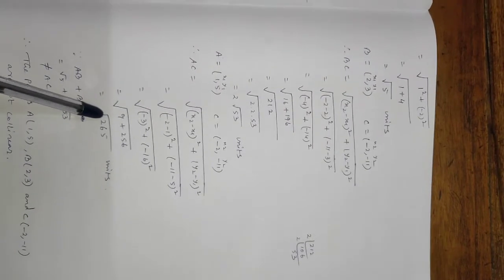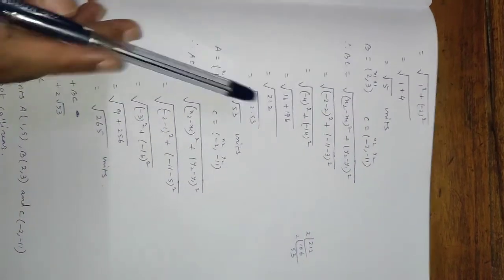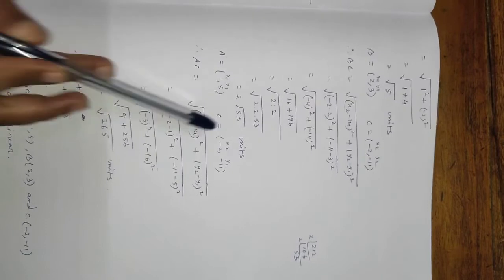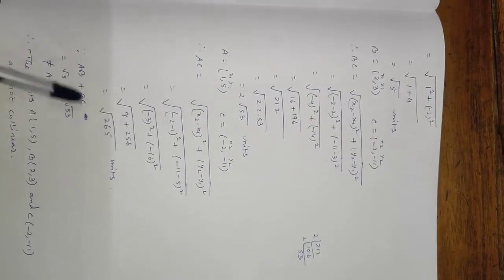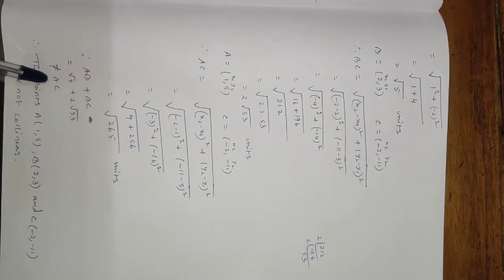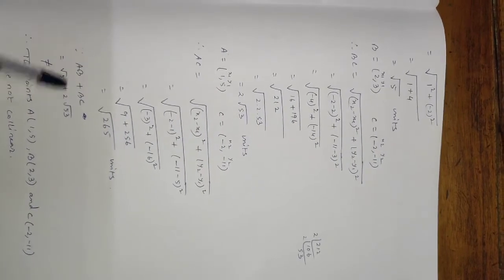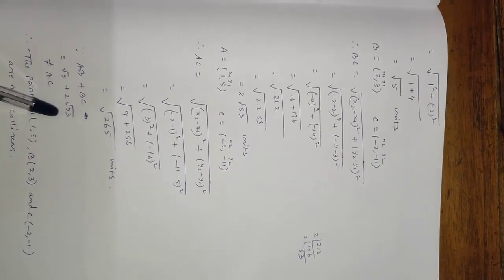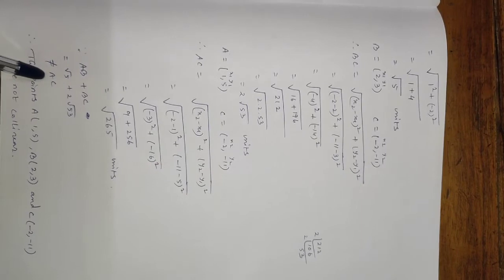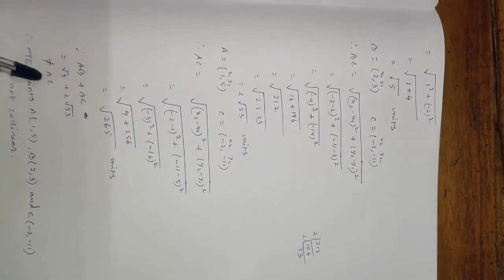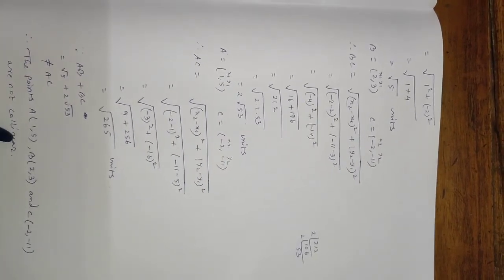But all the results we found are different. AB became root 5. This is entirely different to root 53. This is root 265. By adding AB and BC, you will never get AC. That's why we cannot even add these two, because the numbers under the root are different. So it is not matching with AC. Since it is not matching, these 3 points are not collinear.